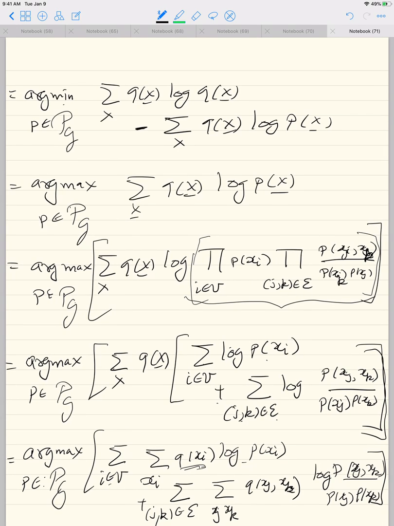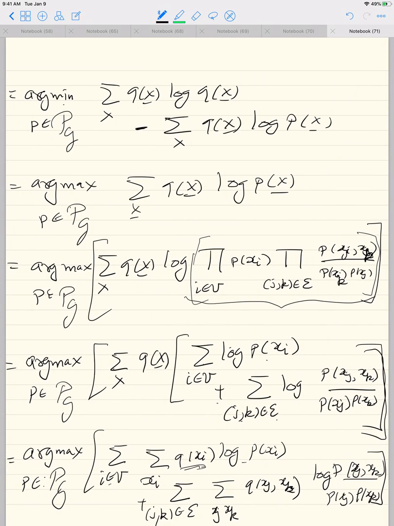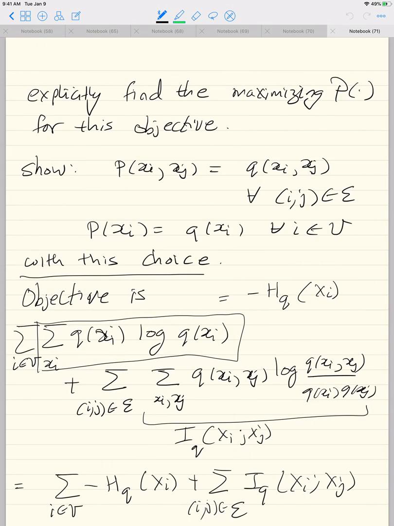The good news is that this maximization can be done explicitly, and all that we have to do is that the p that is optimal here will be one that basically matches q. So p of xi xj should equal q of xi xj for all ij in E, and p of xi likewise will equal q of xi once you marginalize. So if we plug this in, the objective is now summation over i in V, summation over xi, q of xi log q of xi, plus summation over ij in E, summation over xi xj, q of xi xj log q of xi xj divided by q of xi q of xj.